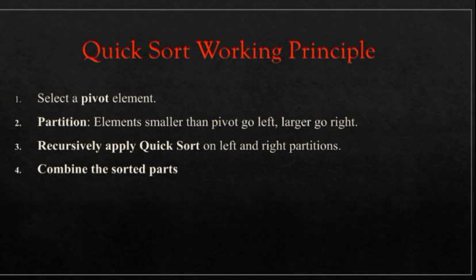The second step is to partition the array. Smaller elements are arranged on the pivot's left side and larger elements are arranged on the pivot's right side. The third step is to recursively apply quicksort on the left and the right partitions. The final step is to combine the subarrays, and we get the sorted array.